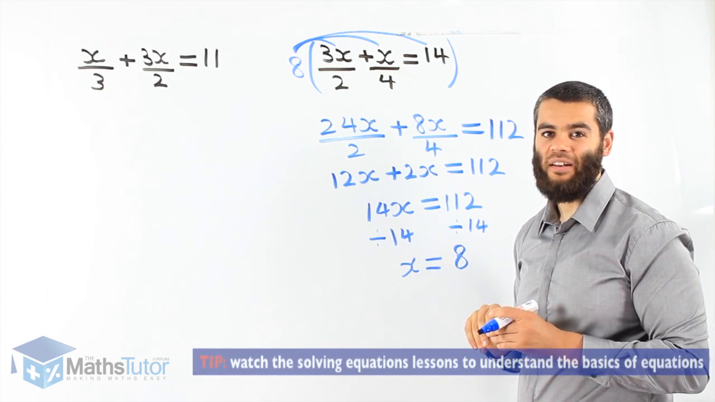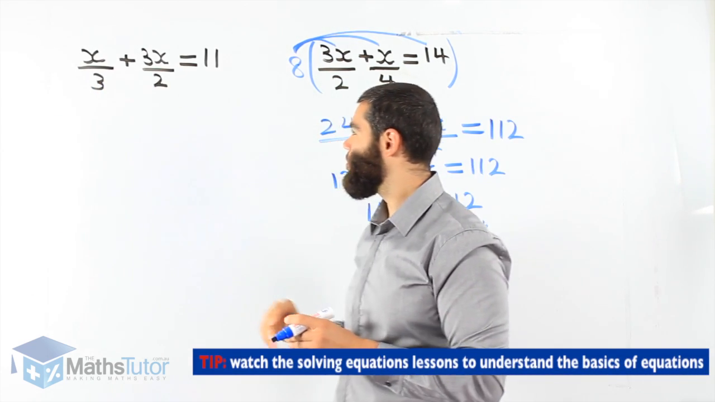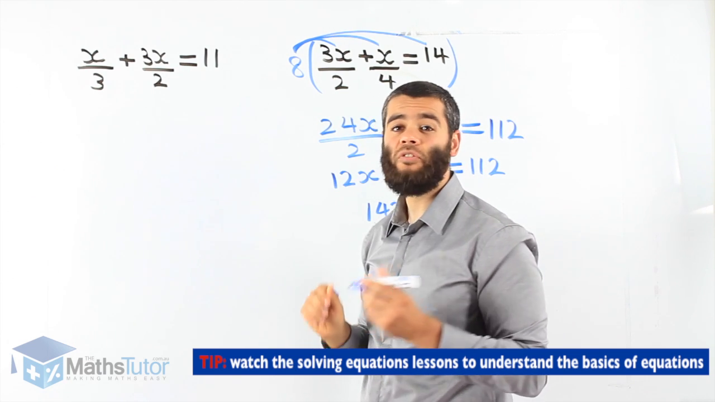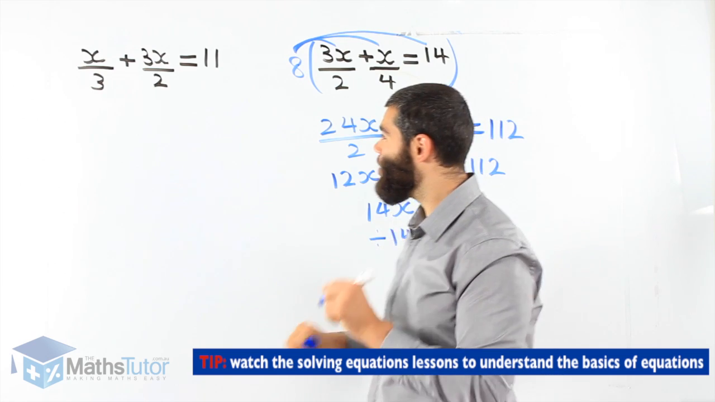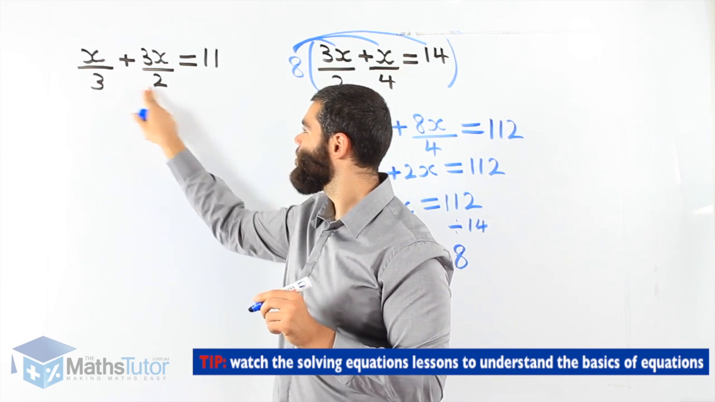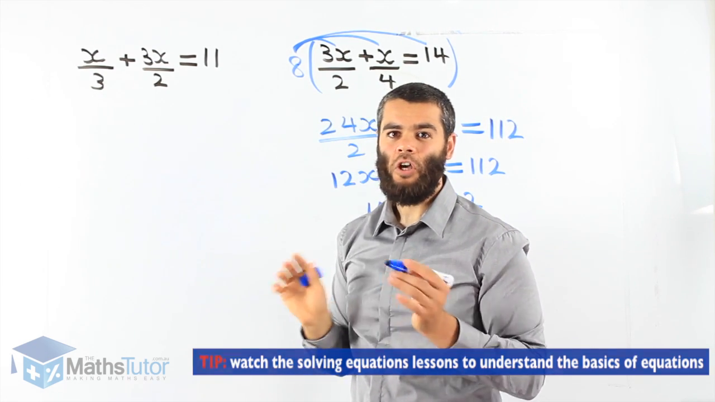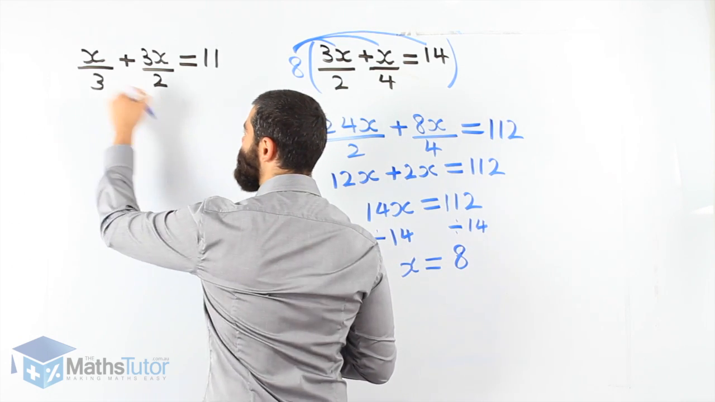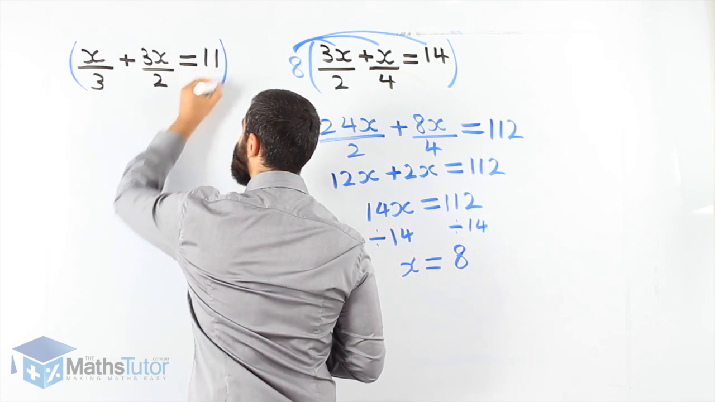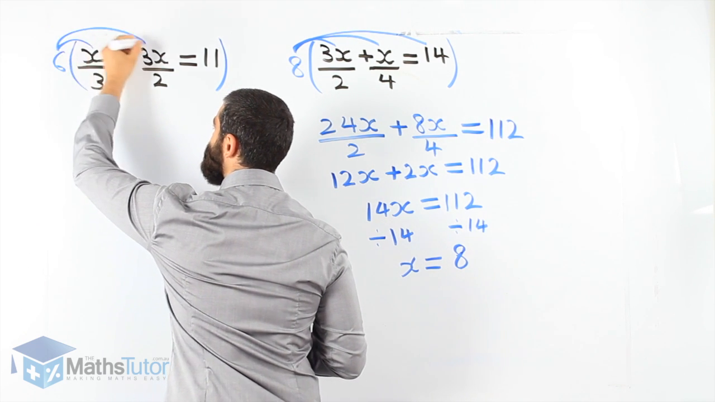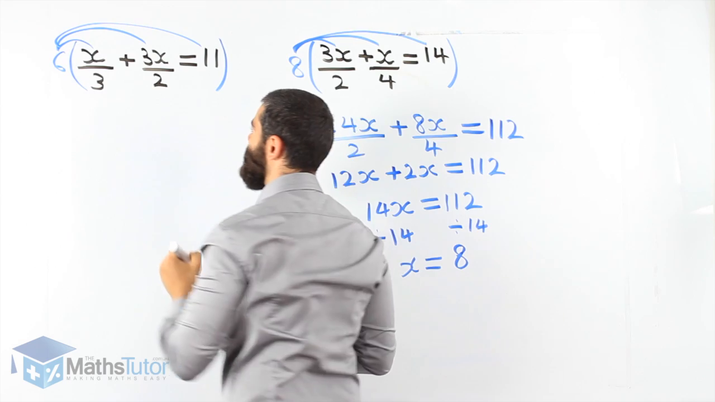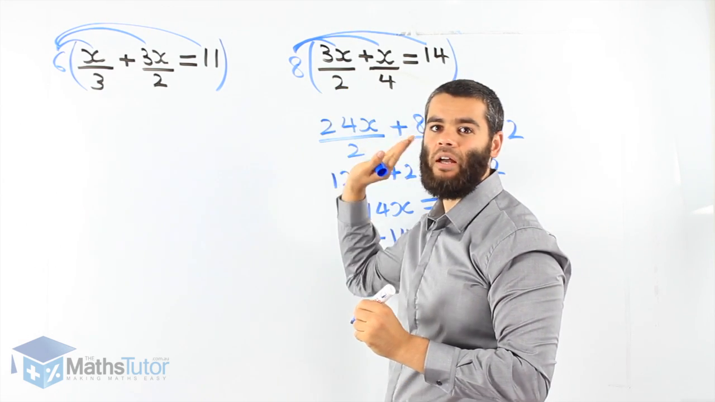Let's do another one. x over 3 plus 3x over 2 equals 11. Once again, you can straight away identify we have two denominators. Easy. Don't panic. What do we do? We multiply the denominators together. 3 times 2, 6. 6 times x, 6 times 3x, 6 times 11. Exactly the same as what we did here.